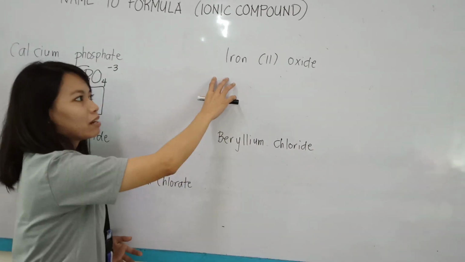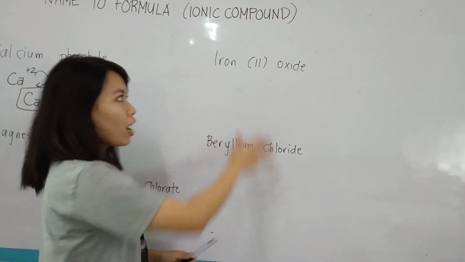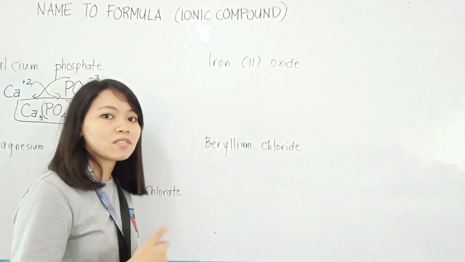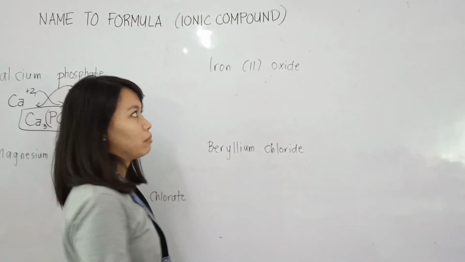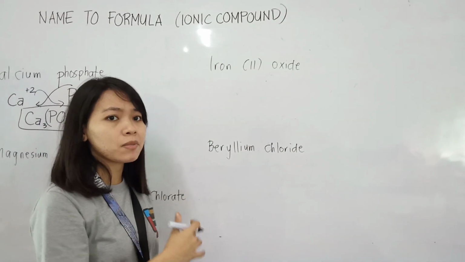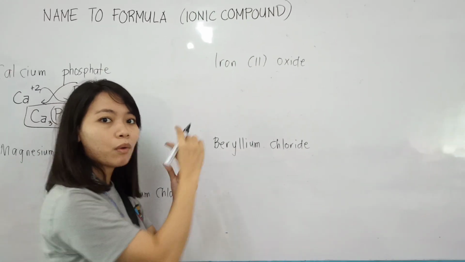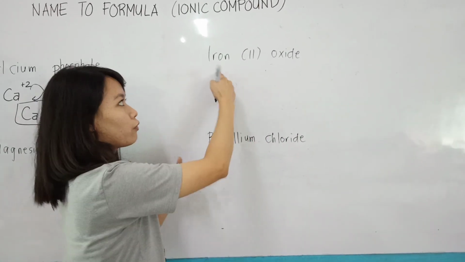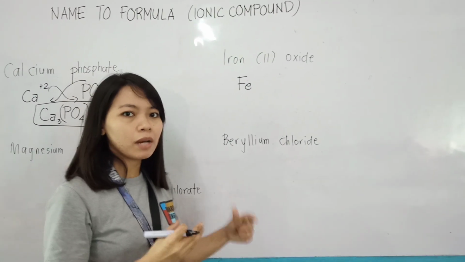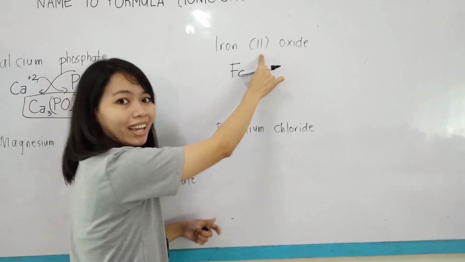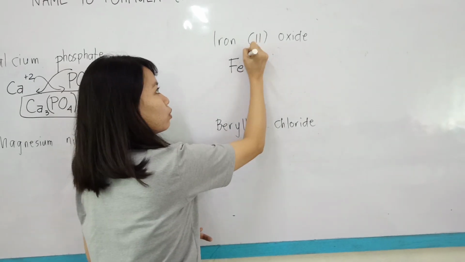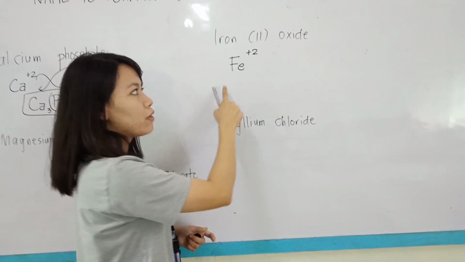Alright, next example, we have iron 2 oxide. Ano nga ba itong name na to, stock name or classical name? Yes, it is an example of stock name. Naming ng compound. Once again, follow lang natin yung steps. Pinakauna, alamin ang symbol ng bawat ion na meron tayo sa compound. First, we have iron, Fe. Next, what is the charge number of iron? Makikita na natin sa naka-enclose sa parenthesis na yan, we have plus 2 na charge. So, Fe plus 2.